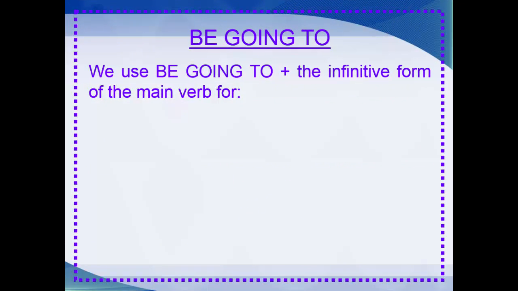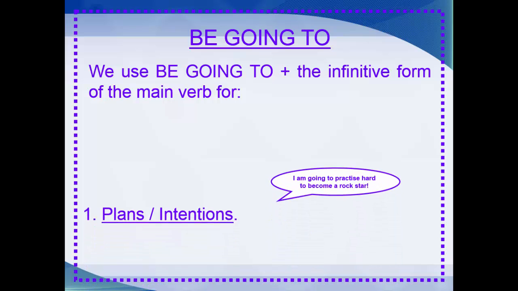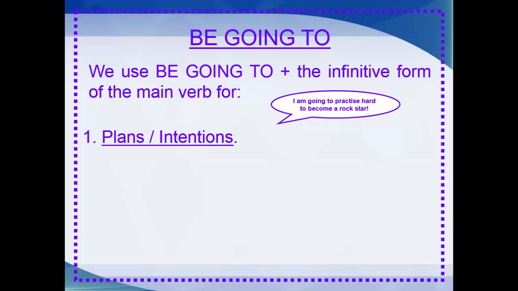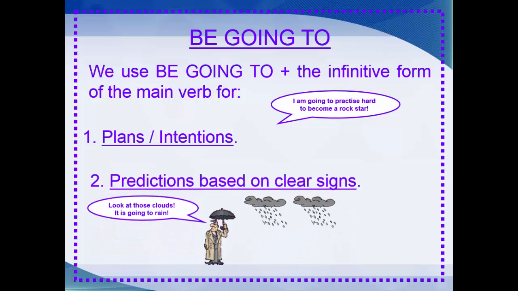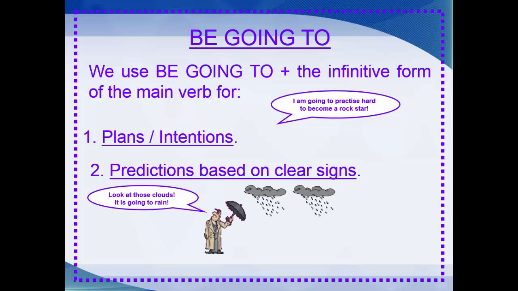Be going to. We use be going to plus the infinitive form of the main verb for plans and intentions in the future, and predictions based on a clear sign or clear evidence. So according to what we see, not what we think.